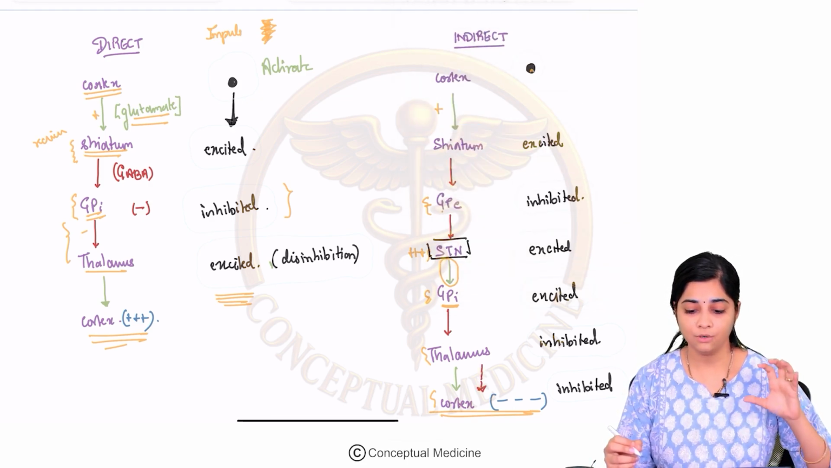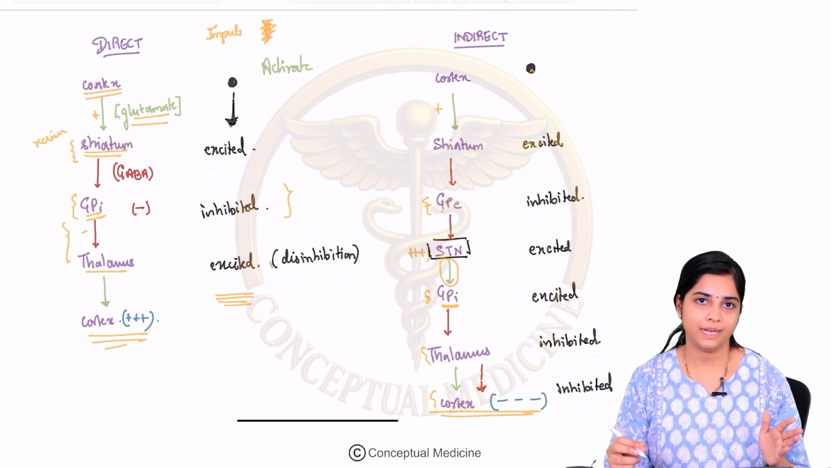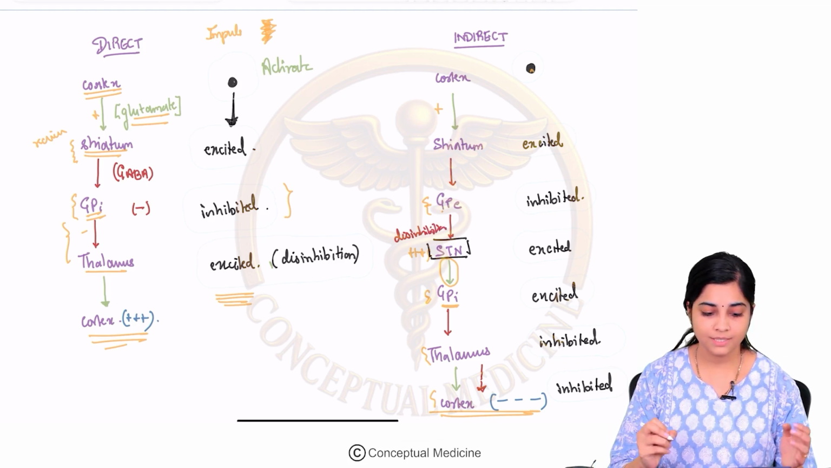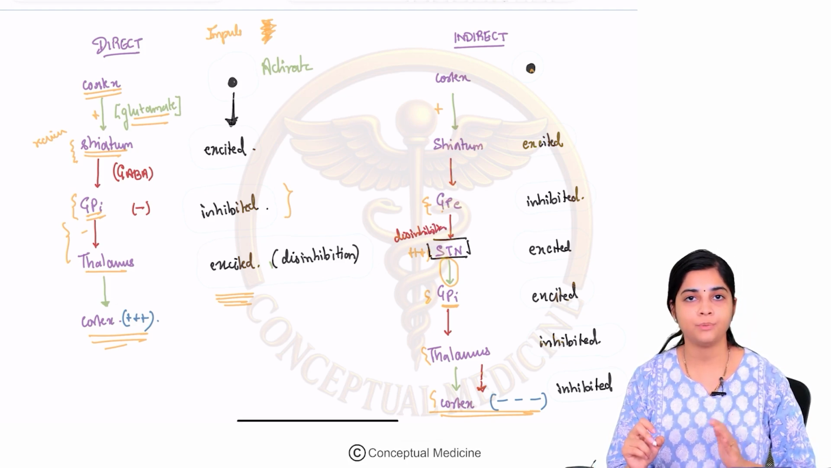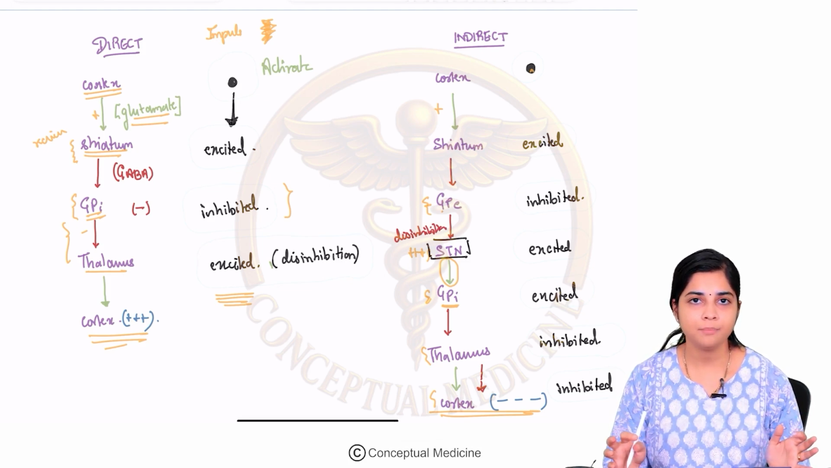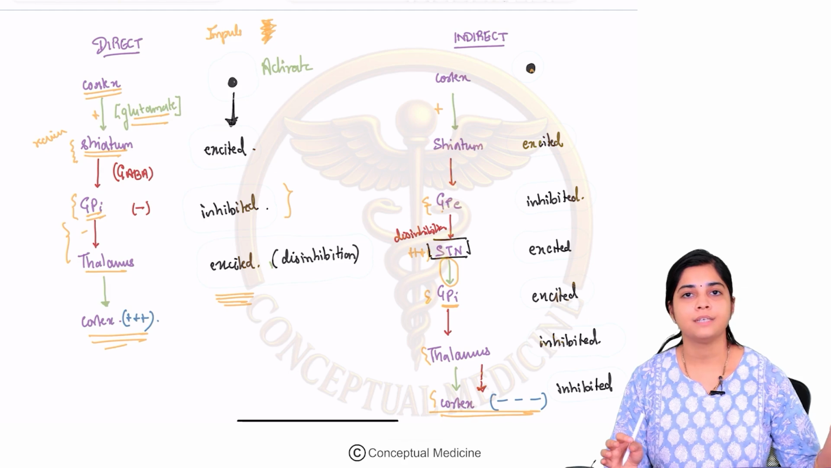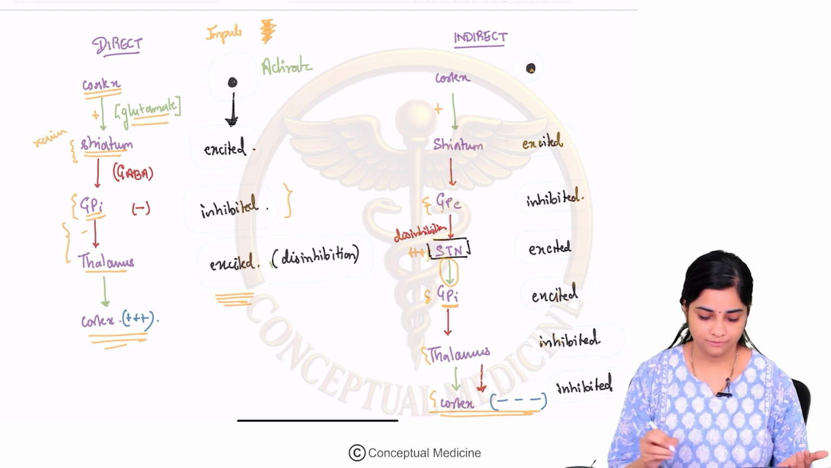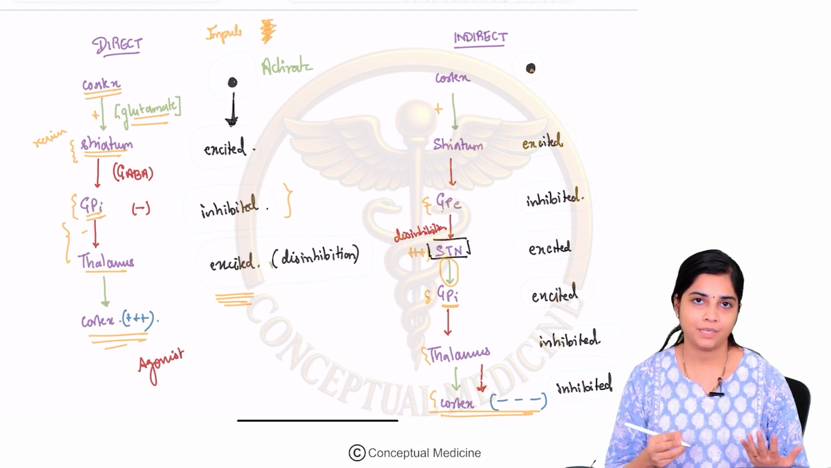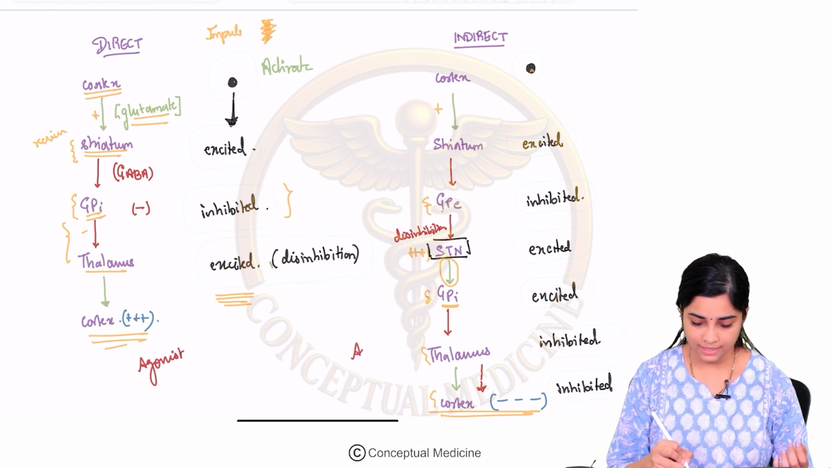So this is the whole difference between your direct and your indirect pathway. So disinhibition happens in the thalamus in the direct pathway. In the indirect pathway, it is your subthalamic nucleus. So ultimately, the direct pathway is increasing your contraction of the agonistic muscles, right? And the indirect pathway is going to inhibit your antagonistic muscle.